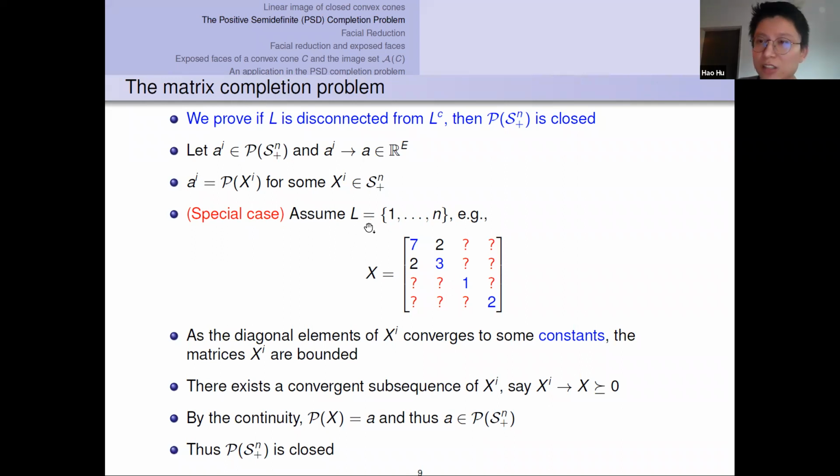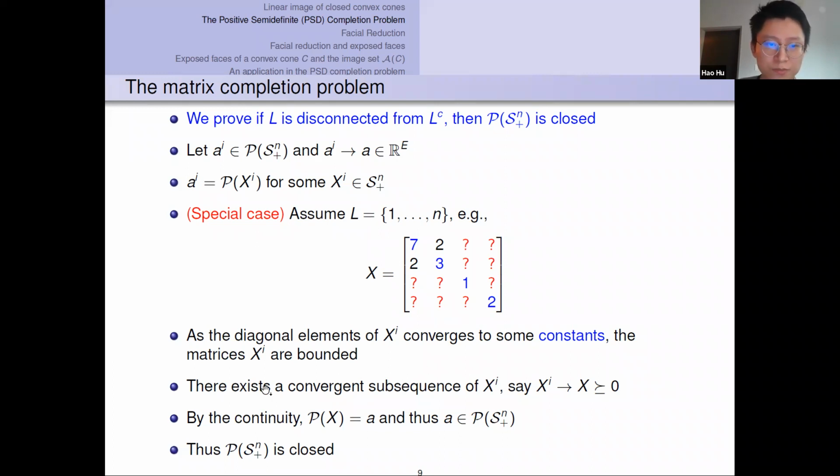Actually, we look at a special case here. If L is all the vertices, so namely all the diagonal entries are specified, that means the diagonal elements of all the matrices X_i in this sequence are converging to some constant. That's the diagonal entries here. So that means the diagonal elements of X_i are bounded. And it's an elementary exercise to show that if a positive semi-definite matrix has bounded diagonal elements, then the whole matrix is bounded because off-diagonal elements cannot be too large or too small.